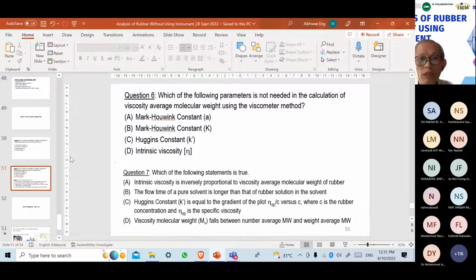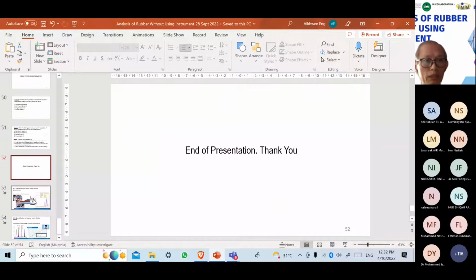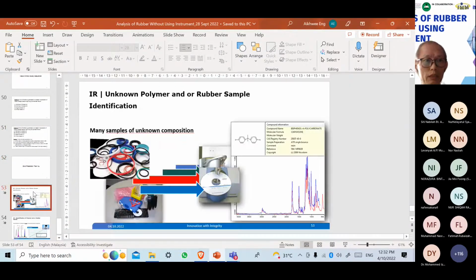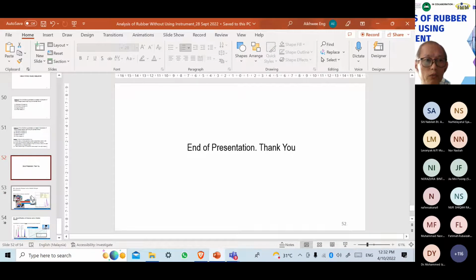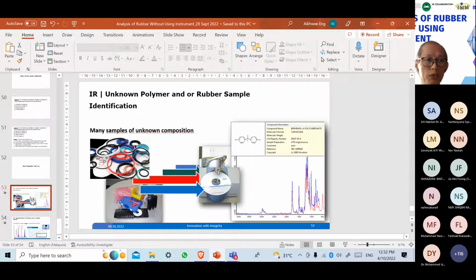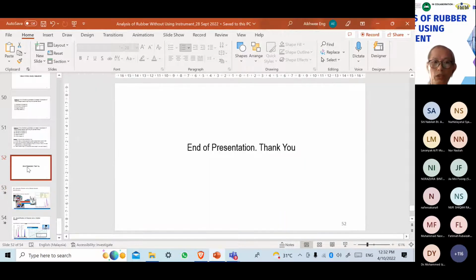So, which of the following parameters is not needed? Halving constant. And which of the following statements is true? The viscosity molecular weight falls between the number average and the weight average. So with that, I end my presentation. Before that, any questions?